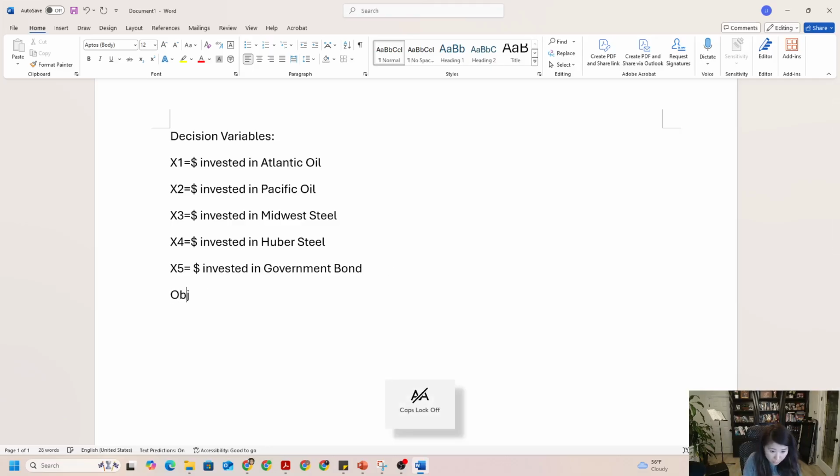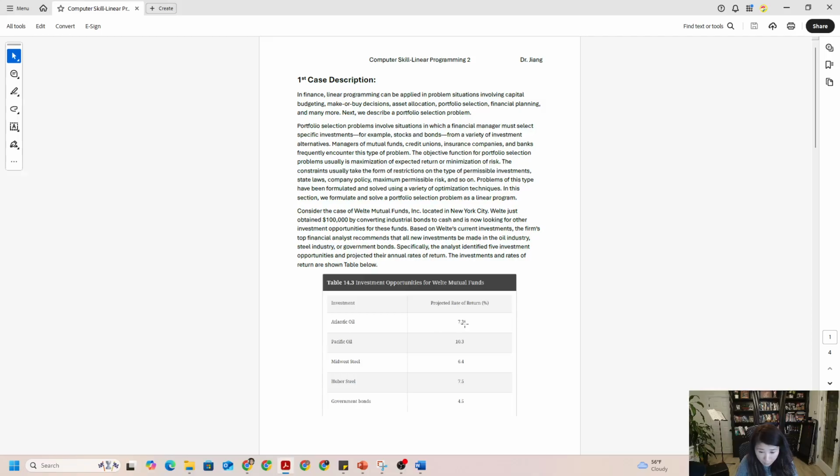So my objective function is trying to maximize the portfolio return, right? The return. And then we're going to learn how we can express the return. If x1 is the amount of money we put in Atlantic oil, the return for that specific asset would be 7.3 x1, right? x1 is the total money put in it times the percentage return will give you the return.